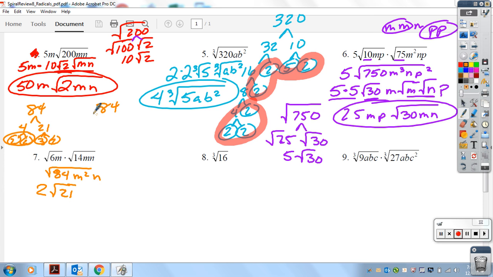You could have also done 84. Rad 84 is rad 4 times rad 21. Square root of 4 is 2 rad 21. It's the same thing. Don't forget with your calculator, you can always check these by actually multiplying 2 times rad 21, see if it's equivalent to rad 84. And also equivalent to rad 6 times rad 14.